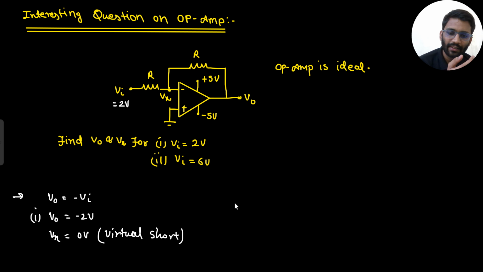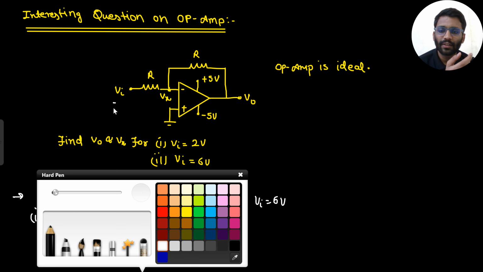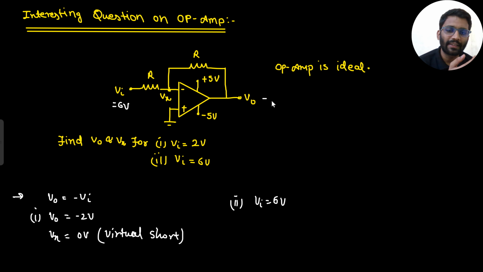Moving on to the second one. When Vin is 6 volt, how do you solve it? When Vin is 6 volt, your output should be minus 6. But that cannot happen because the saturation voltage is minus 5 volt. So the output will reach up to minus 5 volt only. Your output wanted to go to minus 6 volt, but it cannot go there. So the output will be minus 5 volt.